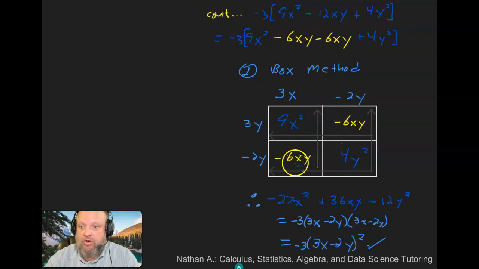We just look at the first column and see what they share. Well, 9 and 6 share a 3, x squared and xy share an x. So for this column, 3x is its greatest common factor. In this column, the leading term is negative, and 6 and 4 share a 2. They also share a y and a y. So we're going to factor out a negative 2y. Repeat the process for each row.